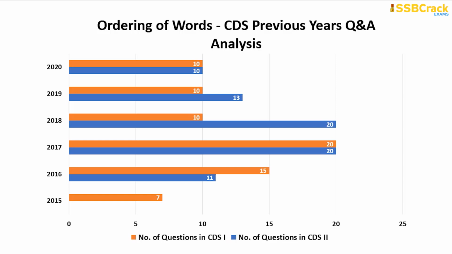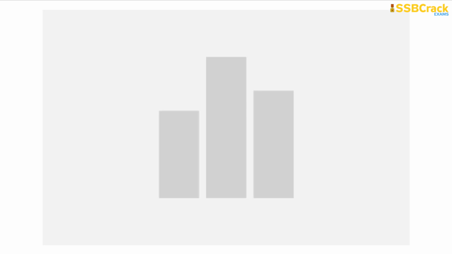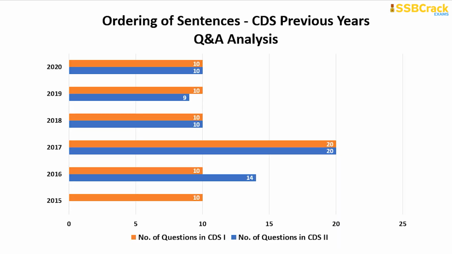So ordering of words, as you can see, again, the least number of questions that came in the last 5 to 6 years was 7 and the largest number of questions were 20. Okay, and from ordering of sentences, again, the least number was 9 and the largest number was 20. Approximately, you can expect 10 questions from each of ordering of words and sentences in your CDS exam, right?